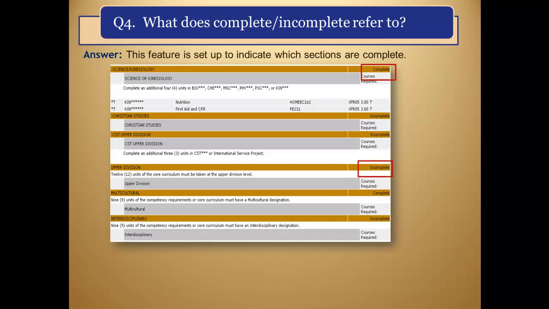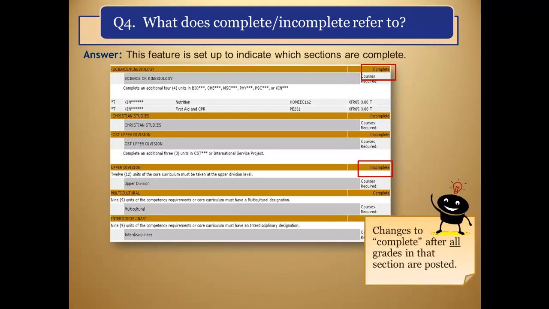And the last question. What does complete and incomplete refer to? This degree guide indicates if a category is complete or incomplete. Please note that this notation states incomplete even if a student has a course in progress that is going to satisfy the requirement. Once the required grade is posted and the units are earned, Degree Guide will automatically update and show the category as complete.